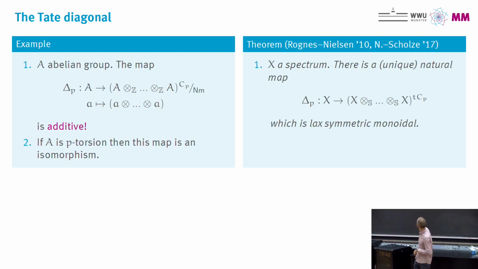And ignore the lax symmetric monoidal. This is just to make the map unique. Otherwise, there is just a map. Okay, so there's an analog of this map. I want to think of it as a diagonal.